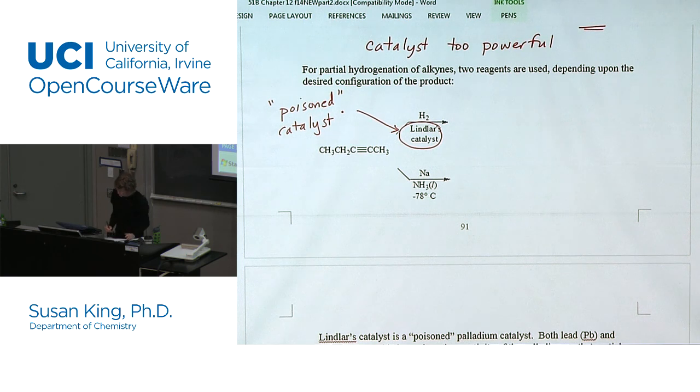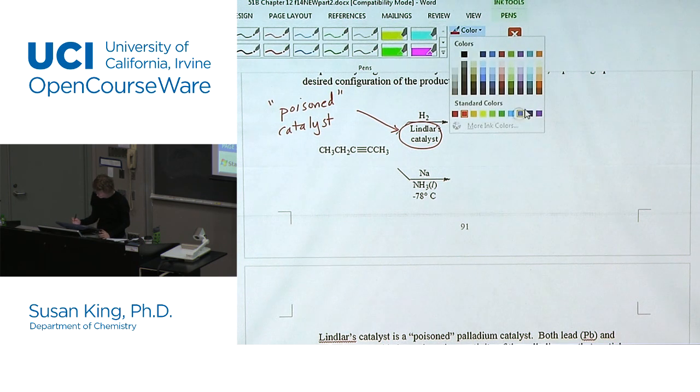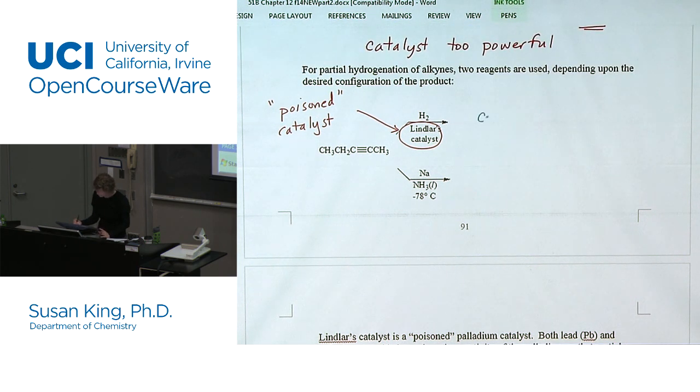And what you do with Lindlar's catalyst, and I'll show you what that is on the next page, is add reagents to the poison catalyst that tone down the reactivity. Poison is kind of a good word there, because that's what it seems like it's doing. It's making it less reactive because it's poisoning the catalyst. So this is what it would look like.